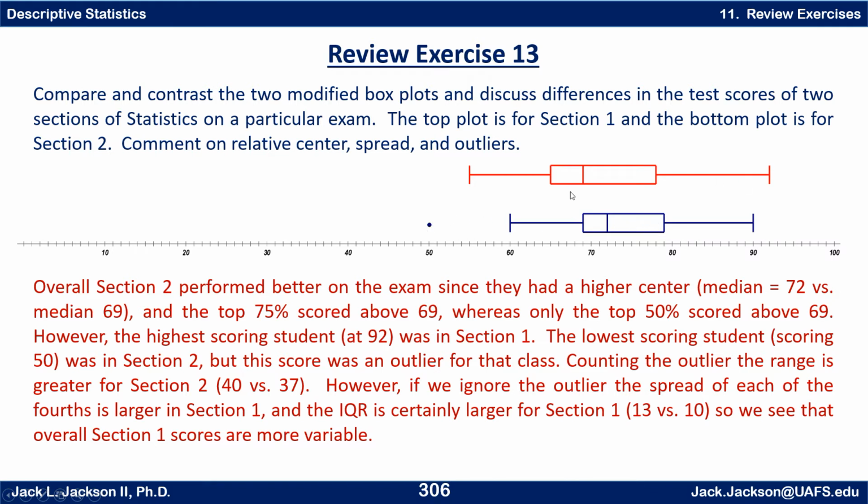Okay, so that was unusual compared to the rest of the students in that class. And if we ignore the outlier, we see that the spread of each fourth is larger in section 1. So, this fourth is bigger than this fourth here, not counting the outlier. The top fourth is more spread out than the top fourth here. The next to the top fourth is spread out more than that. This is spread out more. The interquartile range is bigger up here in 1 than that. So the interquartile range here, I believe this distance from here to here is 13 versus only 10 here.